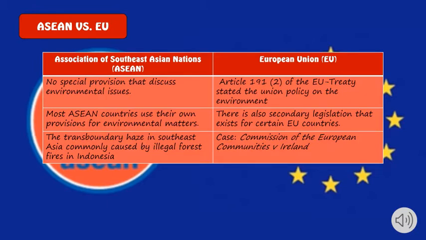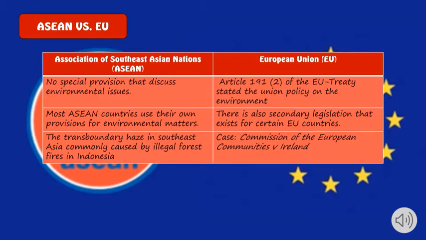While there is no special provision that discusses environmental issues for the ASEAN countries, however, ASEAN has come together as one and worked together in promoting the importance of environmental cooperation for sustainable development and the unity as a region. Although EU countries already have a provision for environmental matters, there is also secondary legislation that exists for certain EU countries. For example, France has its own set of environmental laws under the French Environmental Code.